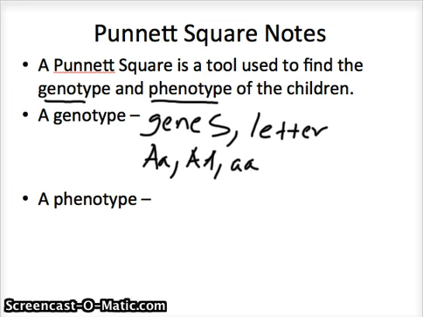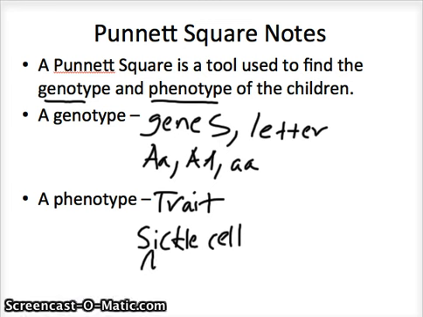The phenotype is a trait. In our case, we're generally talking about either sickle cell or no sickle cell. However, this could be really any trait. And I spelled sickle cell wrong, but the phenotype is just what is their appearance? What do they actually look like? And the genotype determines the phenotype.